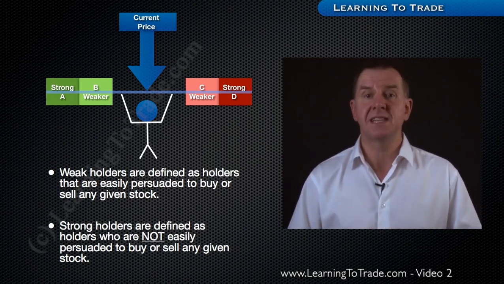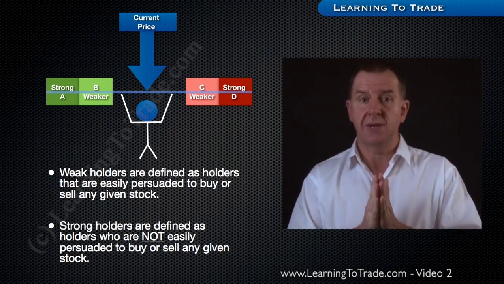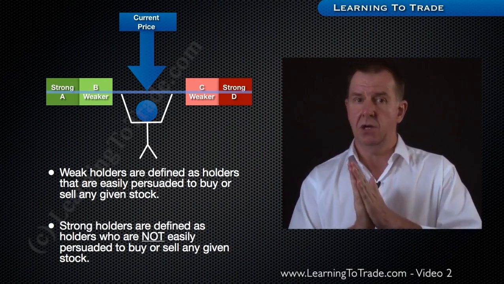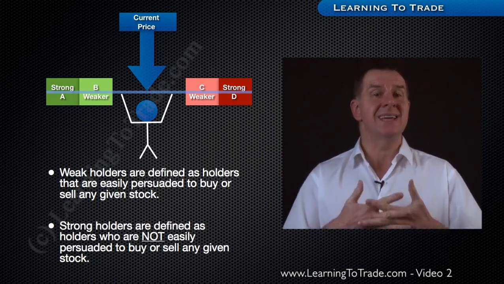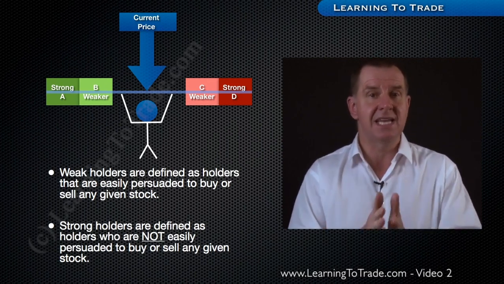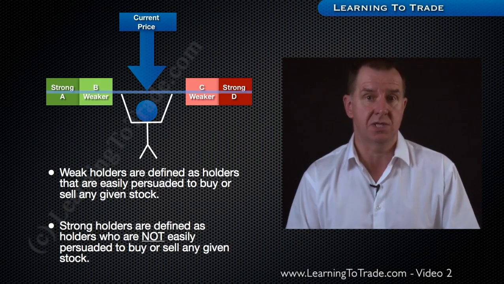Imagine how quickly and severely the bar would tilt one way or the other if the strong holder on the outside of the bar, where it's more stable, was suddenly persuaded to move their stock. From this we can say that weak holders are defined as holders that are easily persuaded to buy or sell any given stock, and strong holders are defined as holders who are under no pressure to buy or sell.